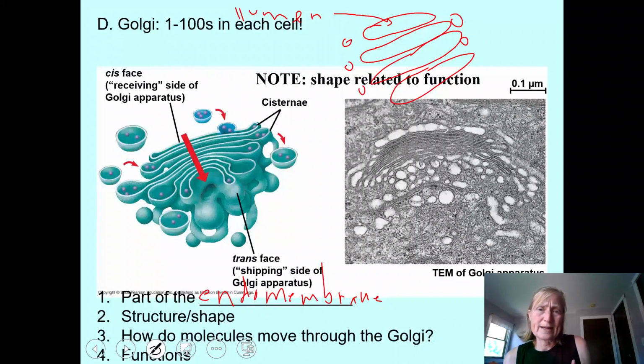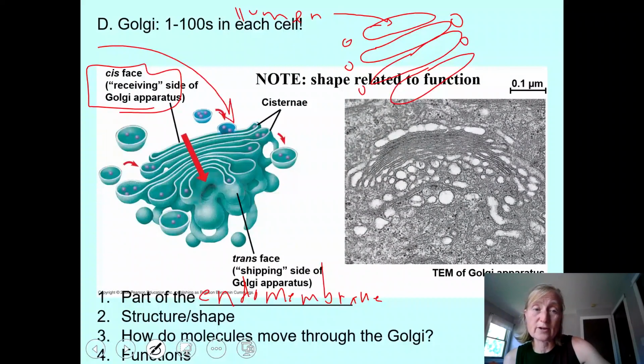Okay, so it might have 5 or 6 flattened sacs. And the question is, what's happening here? Well, first thing to note is there is a kind of sidedness or polarity to the Golgi apparatus. The side that receives vesicles coming from the rough endoplasmic reticulum is called the cis side of the Golgi apparatus.